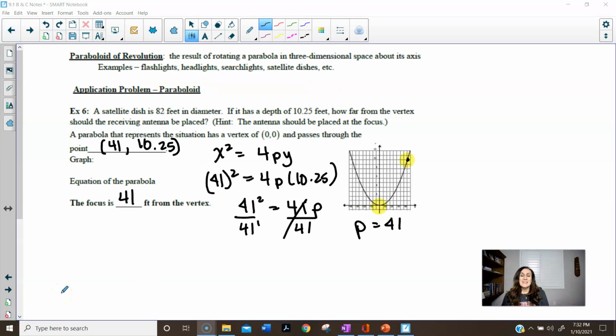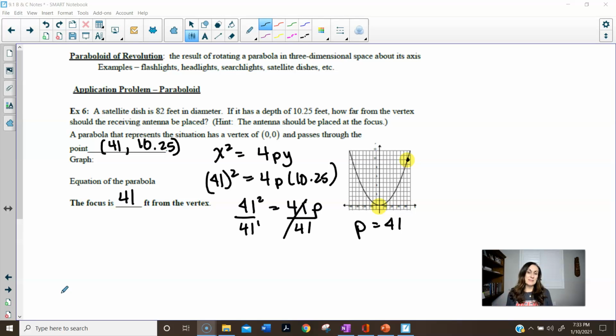So now let's look at a real-world problem with conics. The paraboloid of revolution is going to be a parabola in three-dimensional space that rotates about its axis. So we're looking at flashlights, headlights, searchlights, satellite dishes, speakers. And so where that focus is, in a flashlight, is where we're going to put the bulb, or in the satellite dish where we're going to put the receiving antenna, so that we get the most reflection through that point.